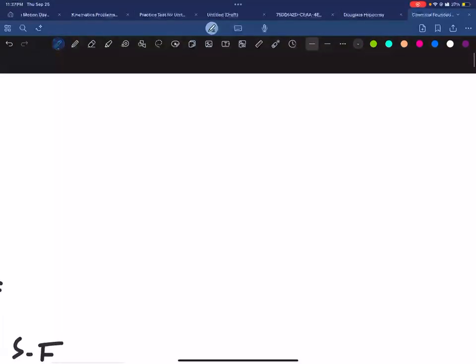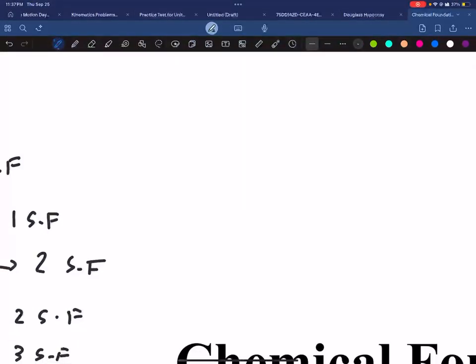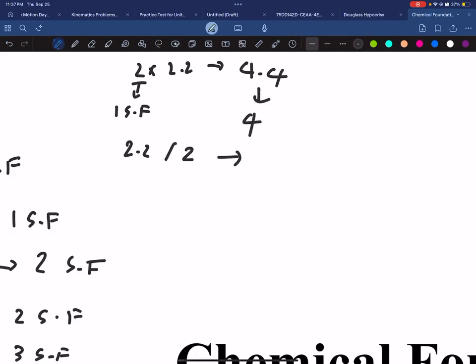For multiplication and division, you always have to round to the smallest number of significant figures. So 2 times 2.2, these become 4.4. However, this has 1 significant figure, so you have to round this to 1 significant figure, which becomes 4. Same for division, 1.1, but since it has 1 significant figure, you have to round to 1 significant figure.